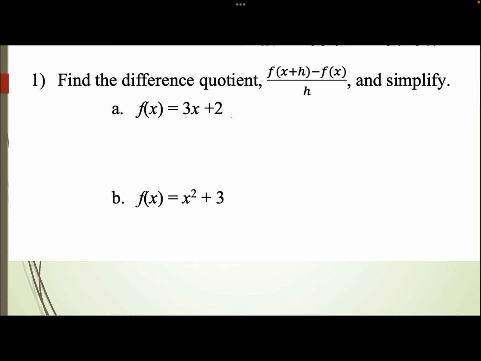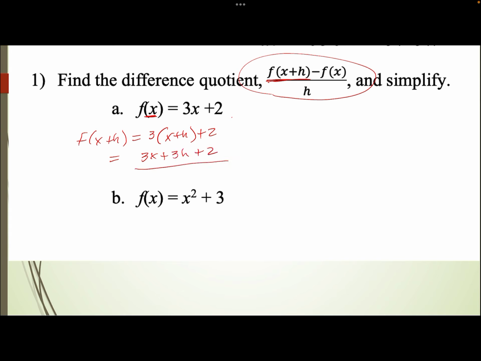Okay, this is find the difference quotient, and you will be given this formula on the test. So the first thing we want to do is find f of x plus h, which remember means just put x plus h in for x. So we go 3 times x plus h plus 2, and then we get 3x plus 3h plus 2. And so there's f of x plus h, and here's f of x.